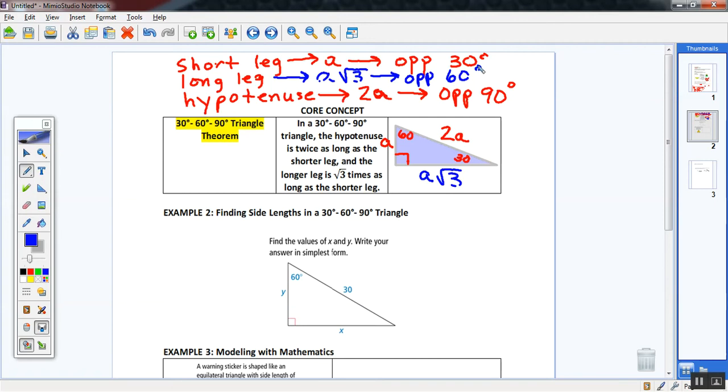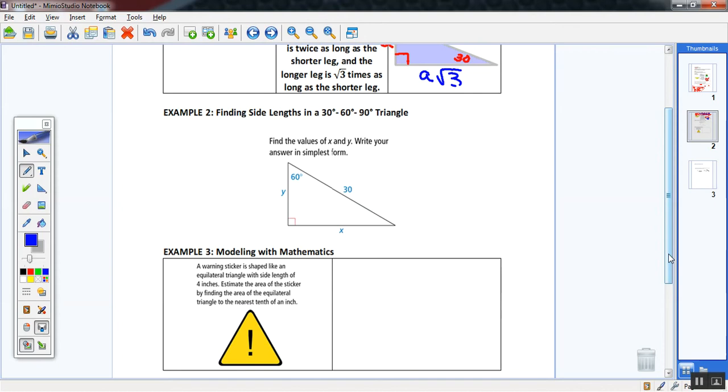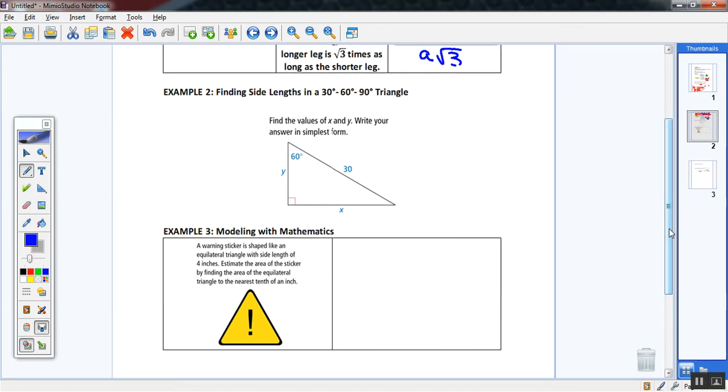So let's talk about this triangle down below. I love this. It says find the values of x and y, write your answers in simplest form. First of all, I need to ask myself the question, what kind of triangle is this? It's a right triangle, but which special one are we talking? Which special case are we dealing with? Yeah, we're dealing with 30, 60, 90. Kids, which side do I know up there? The 30. The 30 is like the one across from, yeah, this is like the hypotenuse. This is like the 2A. So what's that make my short leg over here?